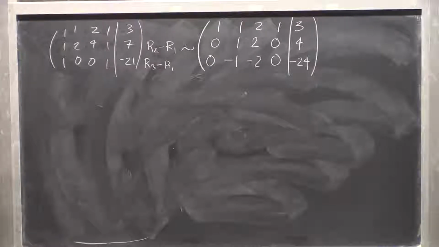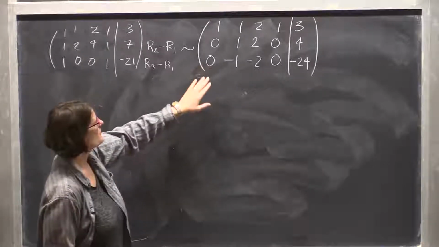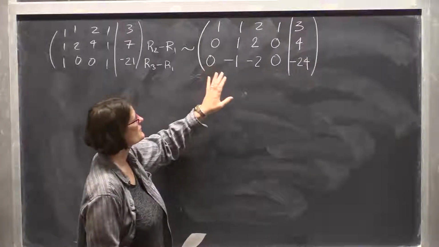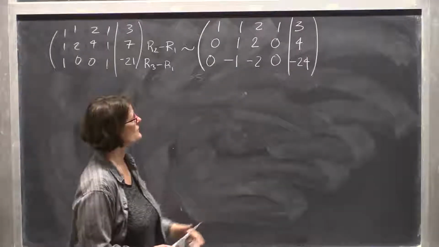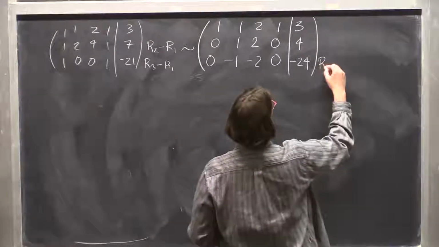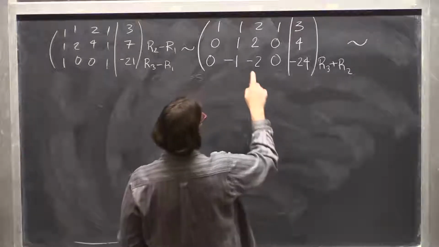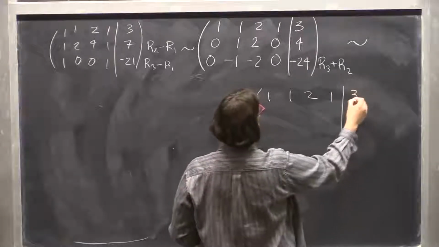So I have performed 2 elementary equation operations. And now I'm going to do one more. So I'm going to replace equation 3 with equation 3 plus equation 2. In terms of the augmented matrix, I'm going to replace row 3 with row 3 plus row 2. And then I put my tilde. I am only messing with row 3, so I just quickly copy over the rows I'm not doing anything with.